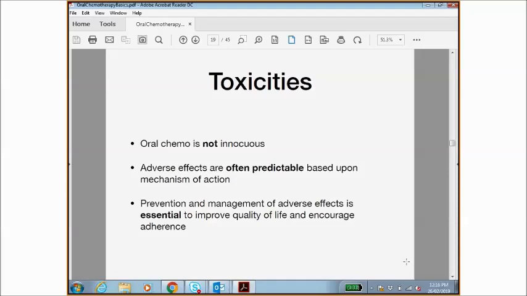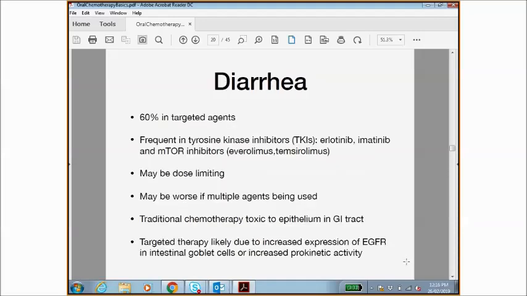Luckily, adverse effects are often predictable based upon the mechanism of action, so we can hopefully prevent some of them or help people manage them. And this prevention and management is essential because we want to make their quality of life tolerable while they're going through this therapy. And we also want to make sure they're going to comply with the therapy and finish it.